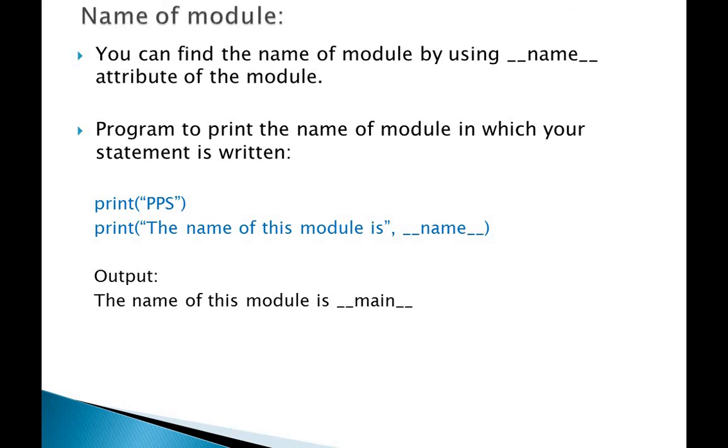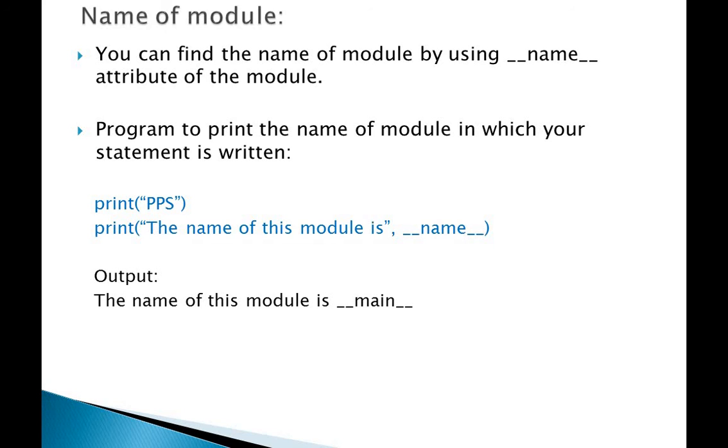Okay, now we want to access the name of the module. Which module are we accessing? It can be shown or displayed using the name attribute. We'll see it. You can find the name of a module by using the __name__ attribute of the module. We have the name attribute, which is prefixed and suffixed by double underscore.